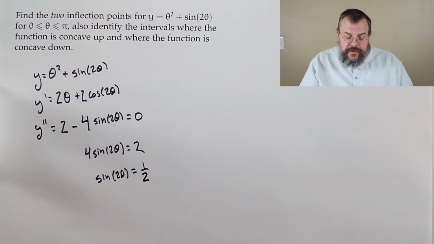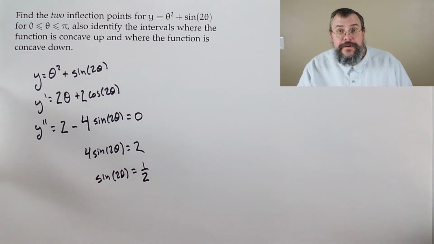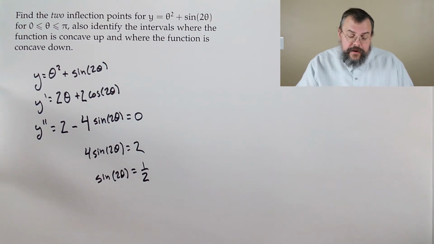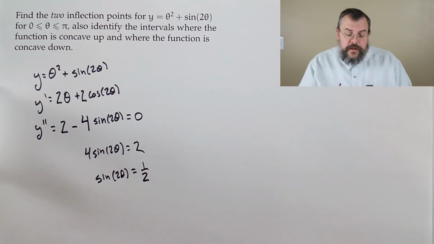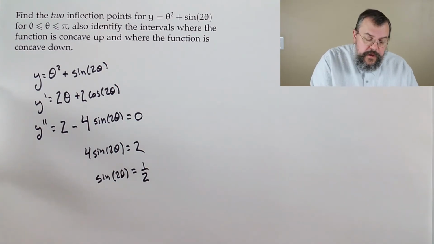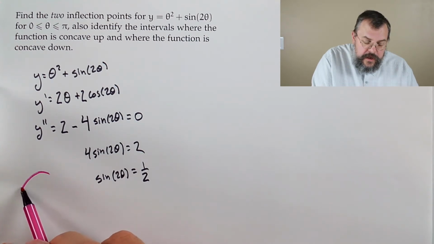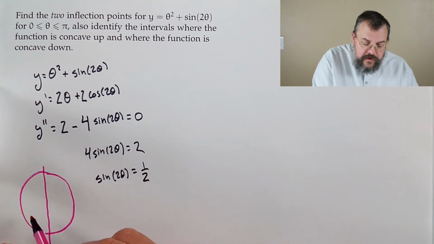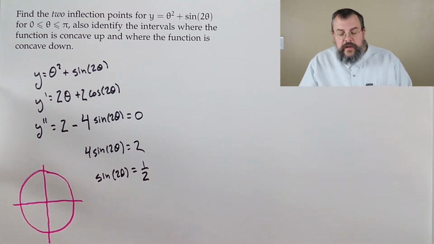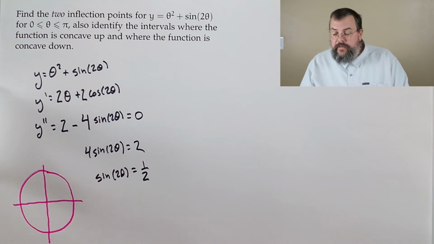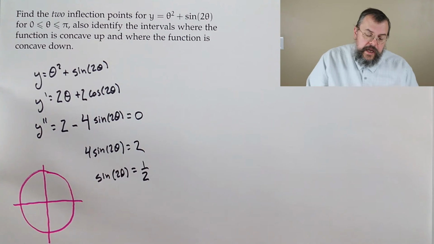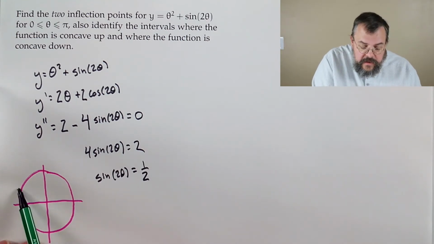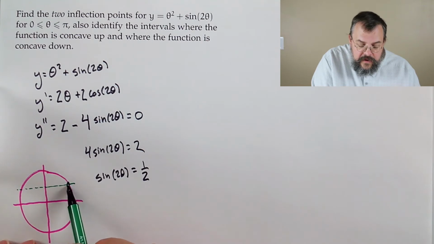All right, so now we come to the question. When does sine of 2 theta equal a half? Well, to answer that question, we have to think a little bit about our trigonometry. If we think about it in terms of circles, draw your favorite unit circle. Now the sine is associated with the y values. So I'm looking for angles where the sine would be a half. So I'm looking for angles that look like that.